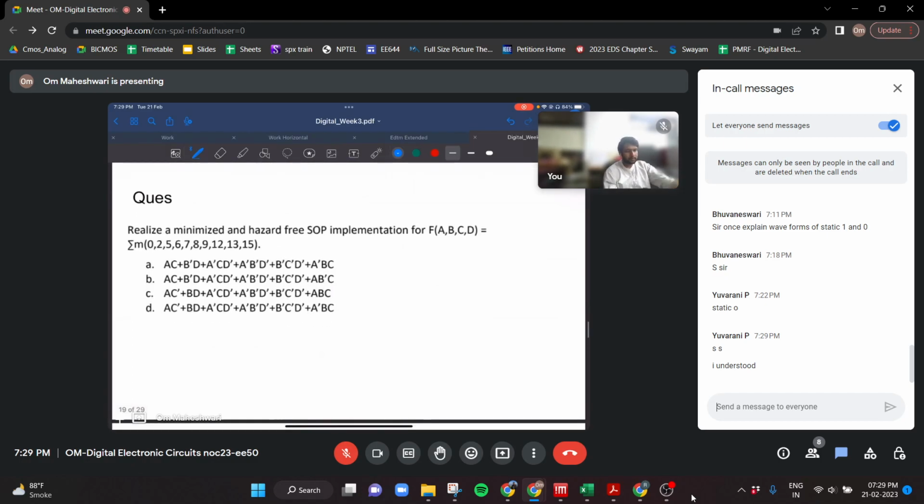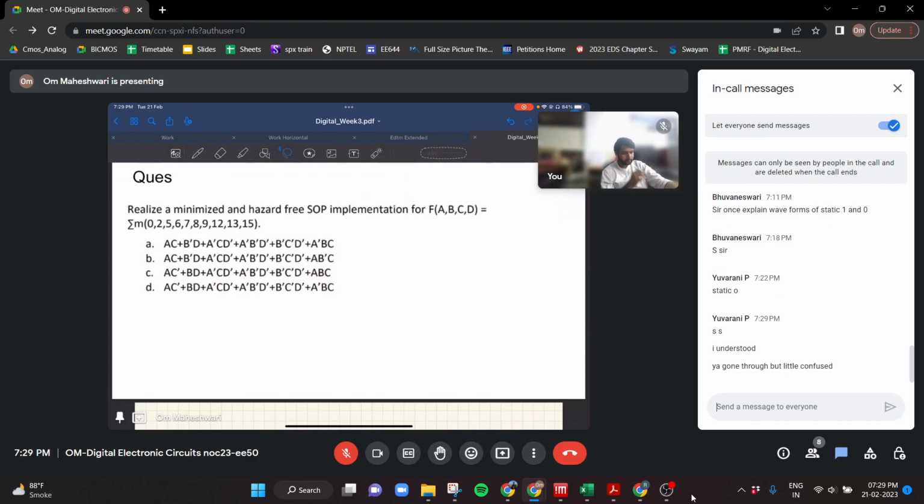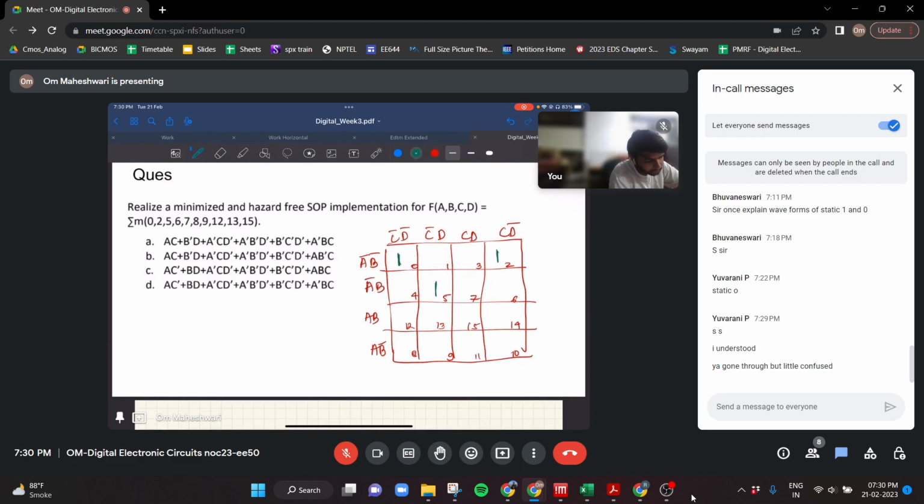Let us try this question, right? Let me make a K-map here itself. A bar B bar, A bar B, A B, A B bar, C bar D bar, C bar D, C D, C D bar. You have 1 at 0, 2, 5, 6, 7, 8, 9, and 12, 13, 15.